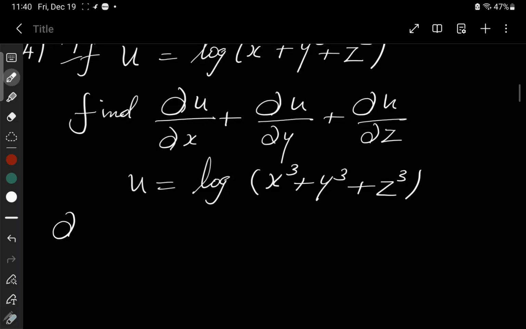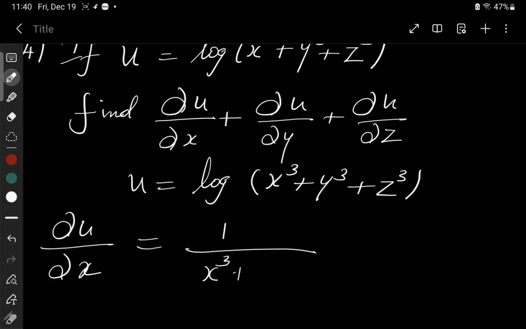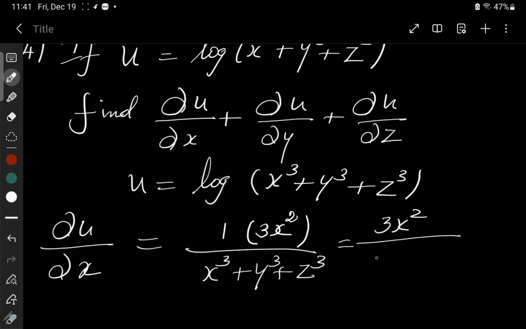First find dou u by dou x. Dou u by dou x is equal to, if you differentiate the log term, that will be 1 by (x cube plus y cube plus z cube). Log x is 1 by x. So with respect to x, you take the x term alone, x cube. So 3, then reduce 1 degree, 3x squared. The other terms become constant, 0. So 3x squared by (x cube plus y cube plus z cube).